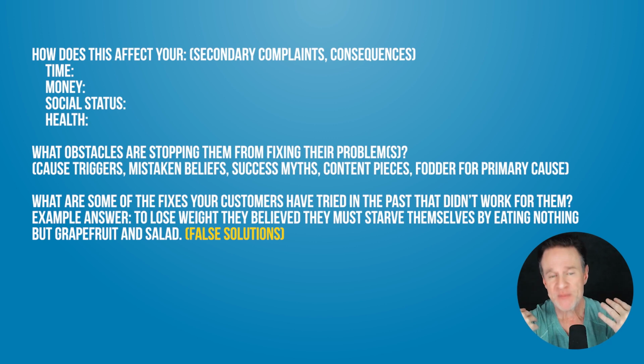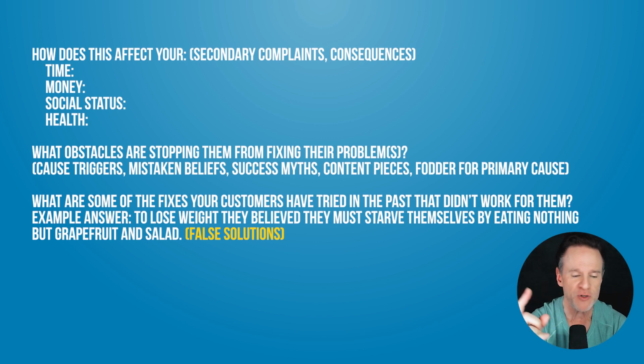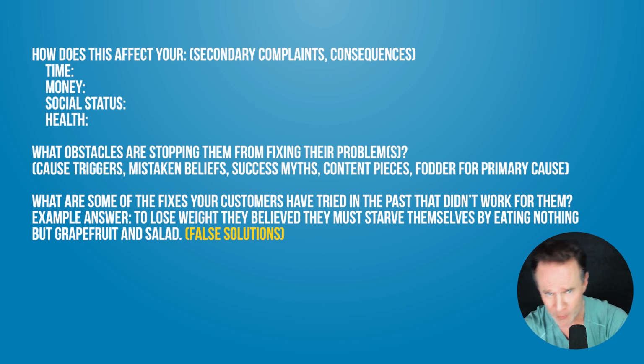So, for example, if I'm selling CopyPro, somebody might say, well, I tried Jarvis, which is an AI copywriting tool, or I tried funnel scripts, or I tried writing copy on my own, or I tried hiring a copywriter. Those are what we call false solutions. Now, by the way, all 4 of those can work for people.